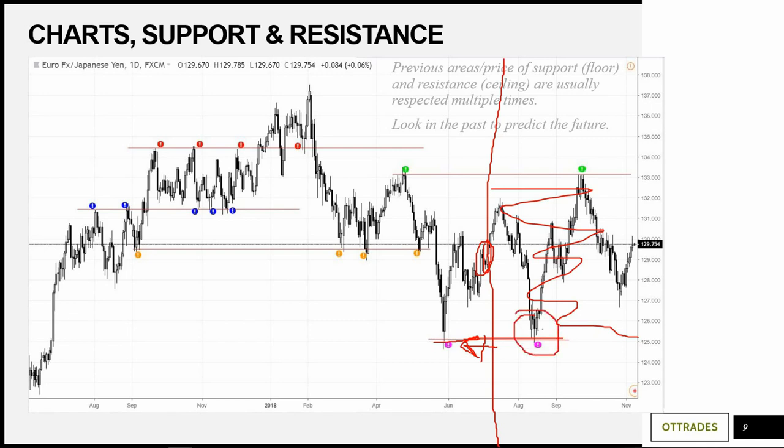So we'd be keeping an eye out for this price here to come back down and test it and see whether we get a reaction and a reason to get in long or to buy, because we know it's bounced off of this level before. It's likely to bounce off it again. Sorry about the crazy drawings there.